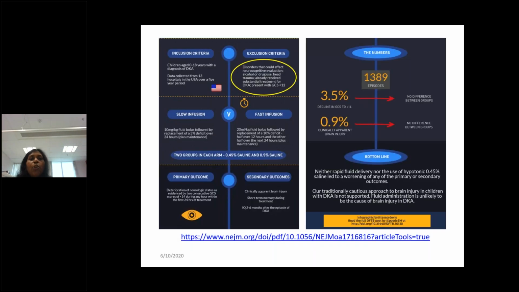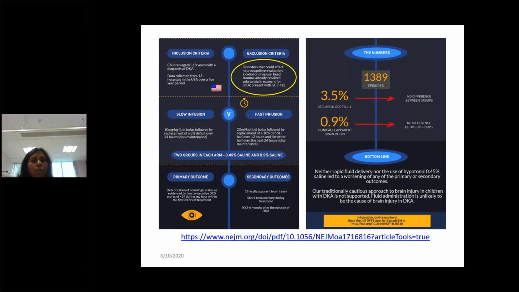So if you look at the slide, their inclusion criteria is, as I said, between 0 and 18 years with a diagnosis of DKA. And they have basically excluded children with severe DKA or any head injury, or any other substantial condition, or who were presenting with a GCS of less than 12. And so the main categories are slow infusion and fast infusion, and each of them is then subdivided into 0.45% saline and 0.9% saline, so 2 groups within each group.